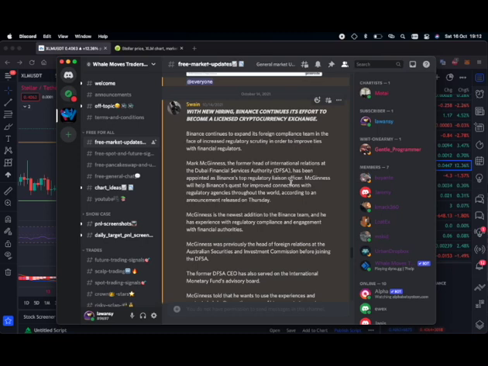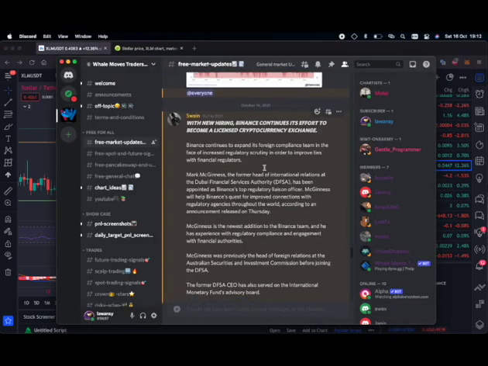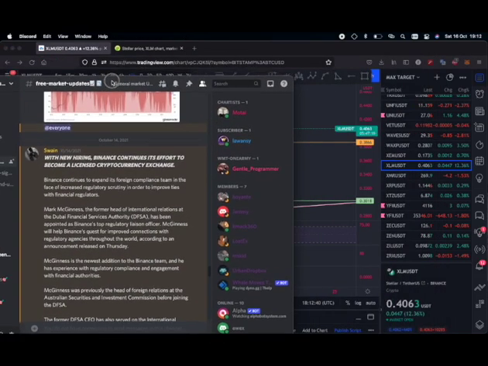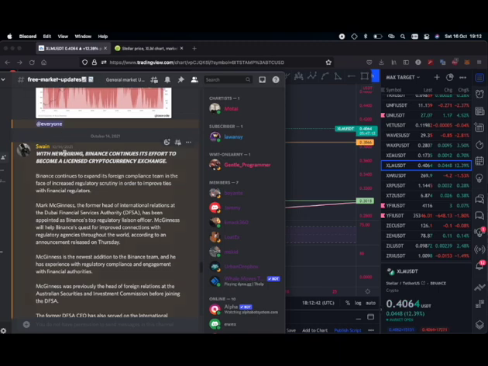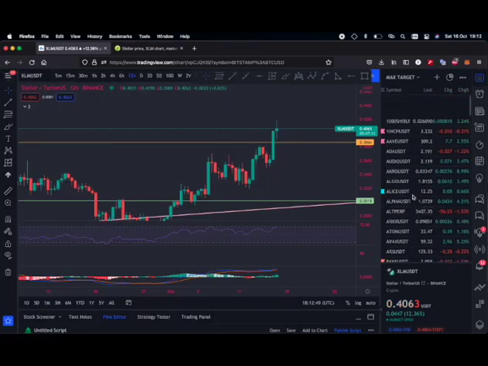You can see that Binance appointed the former head of international relationship at the Dubai Financial Service Authority. Binance secured a deal with Mark McGuinness. This is insane. Immediately this news was posted, there was no time frame here because it's getting older, but I believe it's 14 October. So we look at BNB on 14 October.